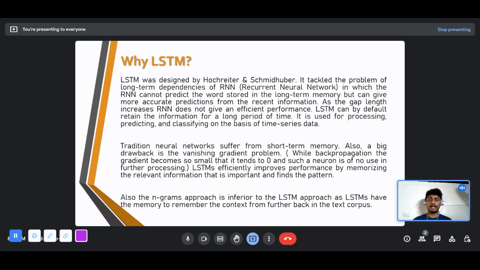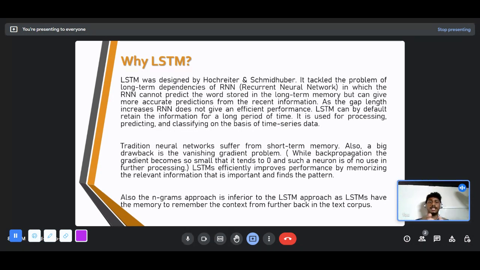So we saw how LSTM works and how an RNN works. Continuing, traditional neural networks suffered from short-term memory. Also, a big drawback is the vanishing gradient problem. While backpropagating, the gradient becomes so small that it tends to zero, and such a neuron is of no use in further processing. LSTMs efficiently improve performance by memorizing the relevant information that is important and finding the pattern.